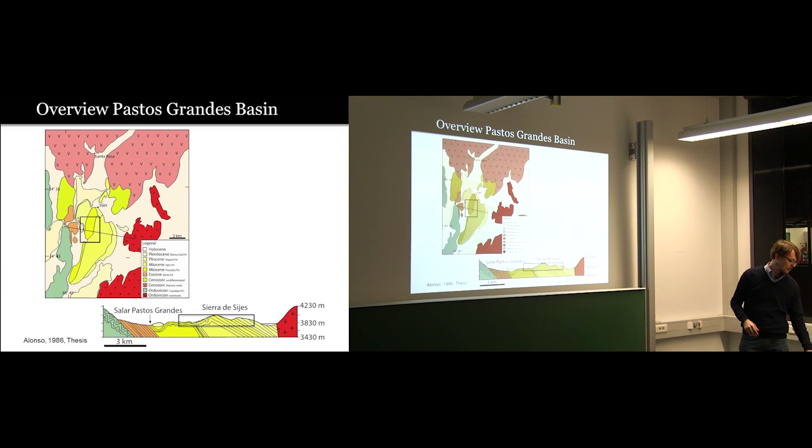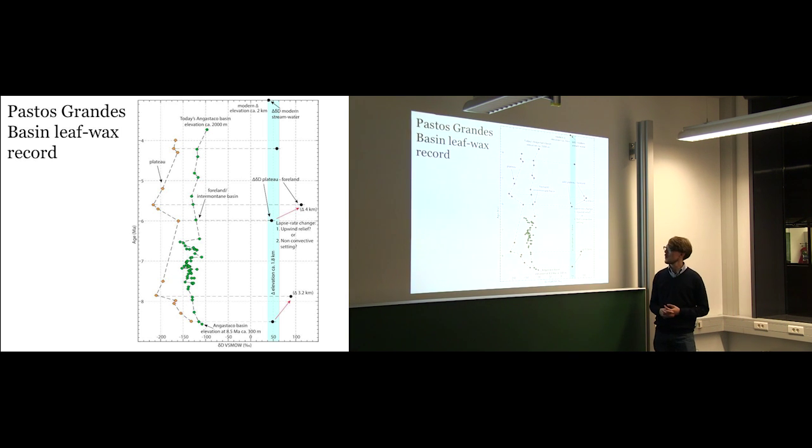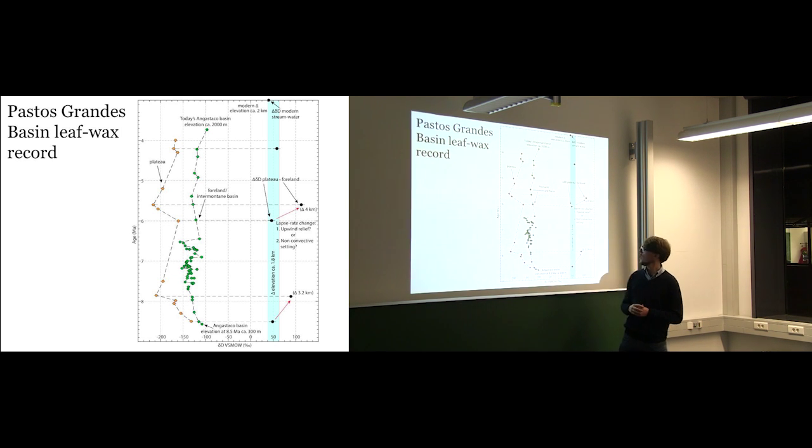And this is the most recent data, and this is actually new leaf wax biomarker data. What is shown here is age on the y-axis, the same time range from 9 till 3 MA, and the delta 18O plotted here. And so we have our plateau record right here shown in orange, our foreland record shown in green.